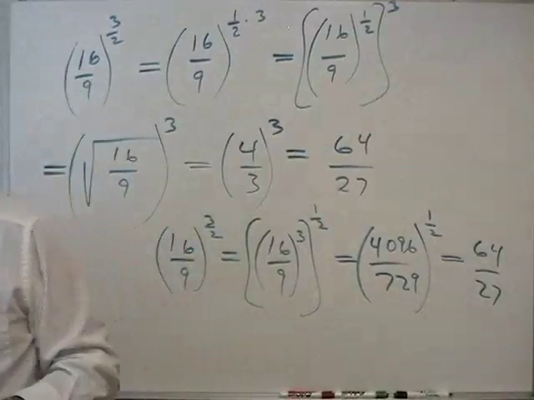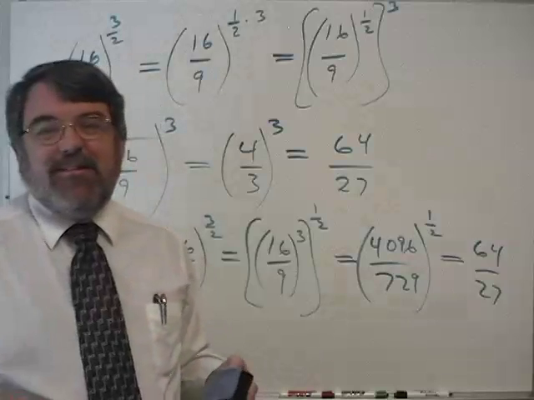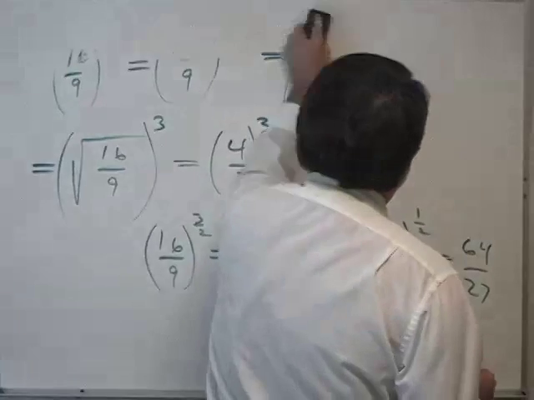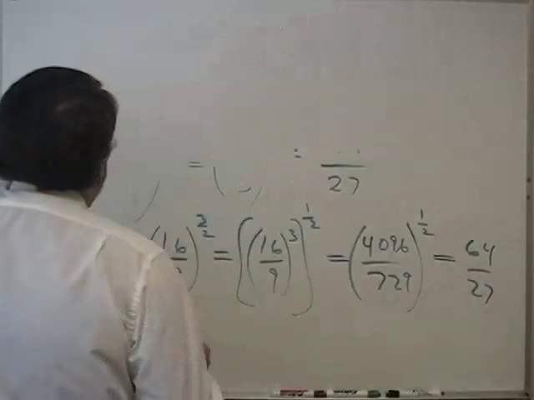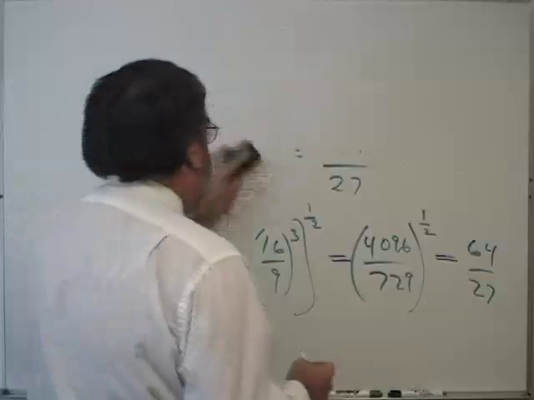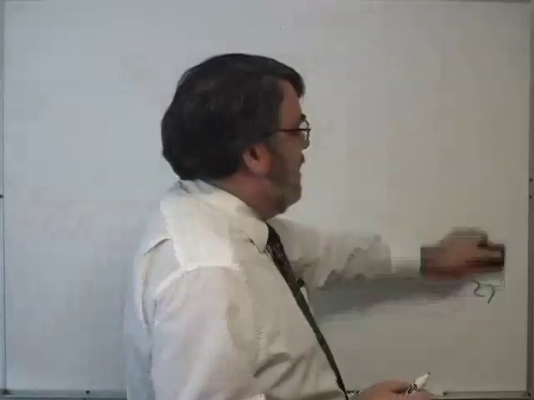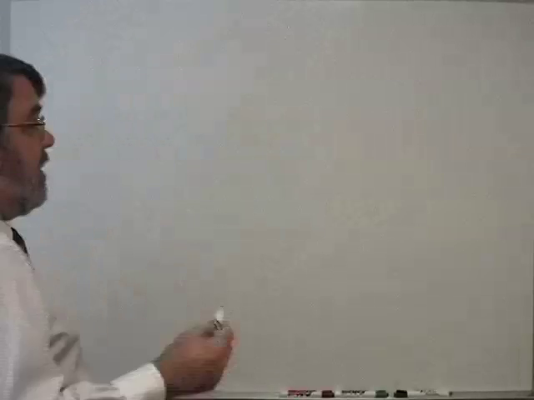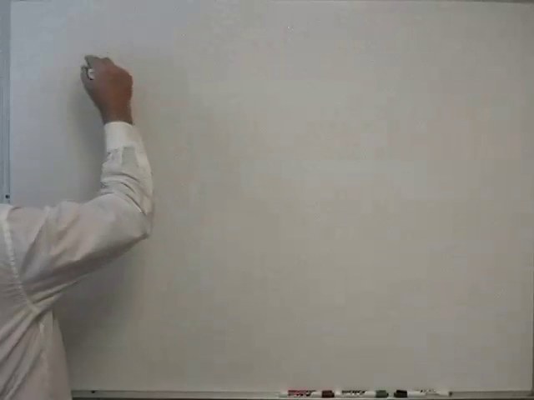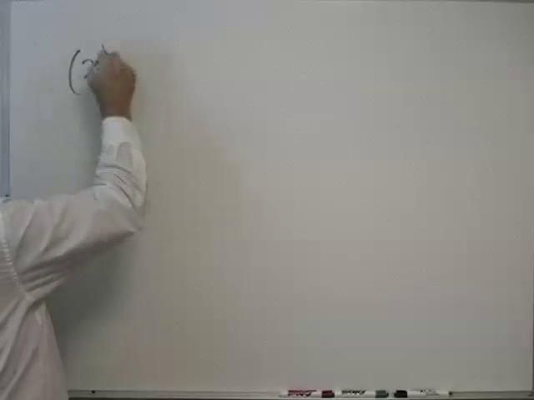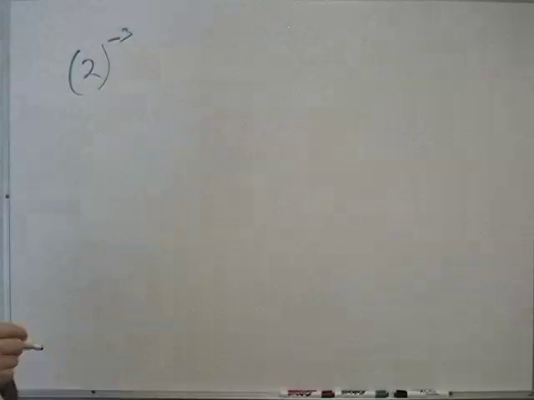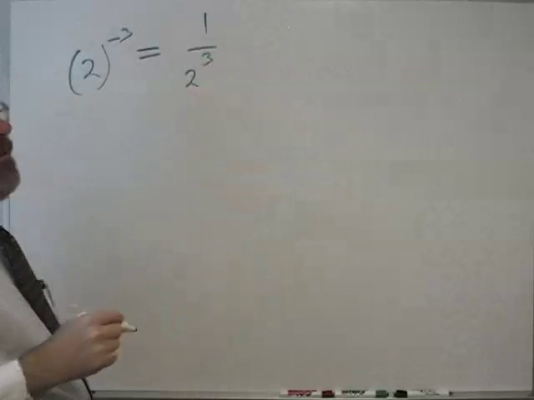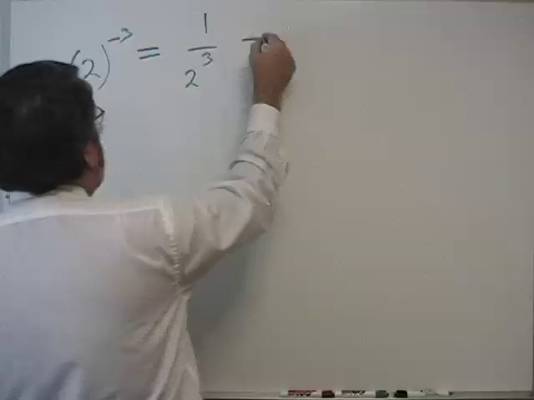Now let's do a refresher on negative exponents. A negative exponent, I hope you recall, is the reciprocal of a number raised to the positive exponent. So by this I mean, for example, if you had 2 to the negative 3rd power, then this means 1 over 2 to the positive 3rd power, which would be 1/8.